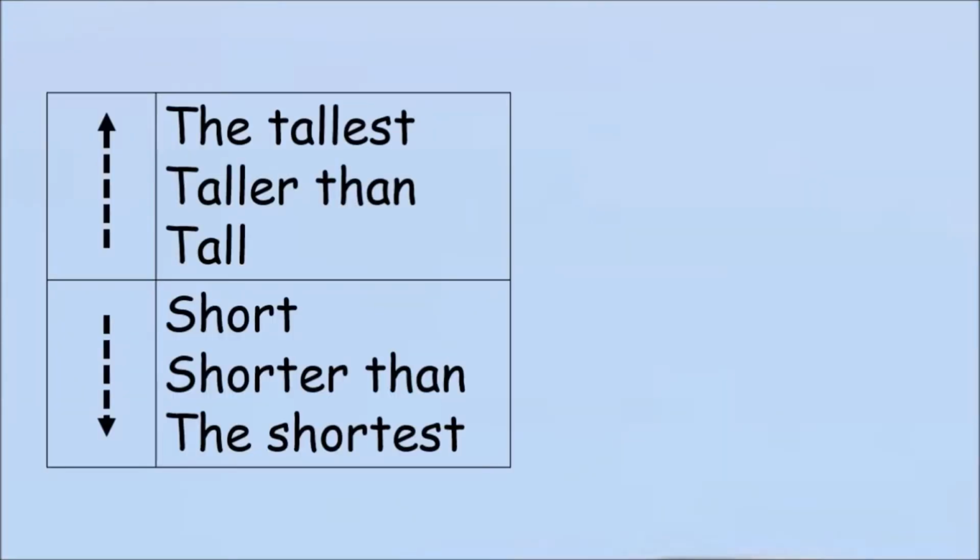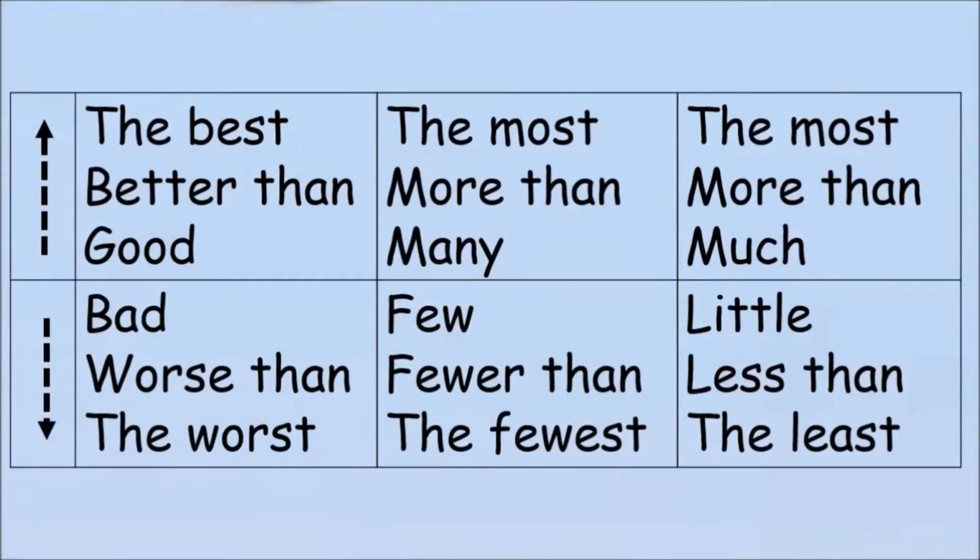We can summarize these one-syllable adjectives in this chart. As you can see, increasing degrees of opposite adjectives go in opposite directions, up or down. There are a few irregular adjectives in English: good, bad, many, few, much, and little.